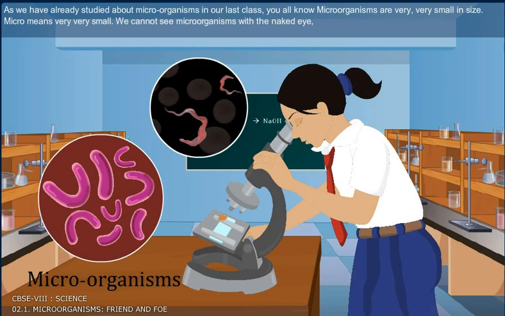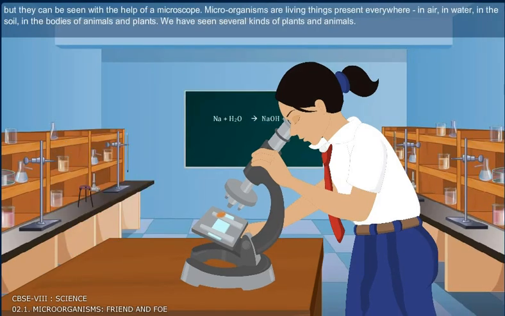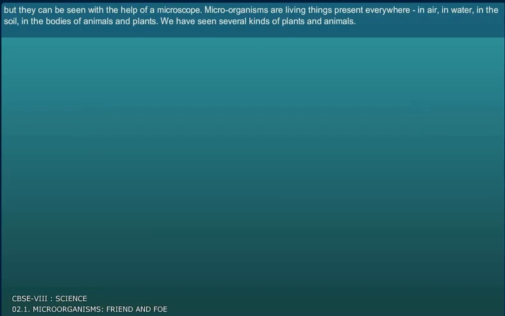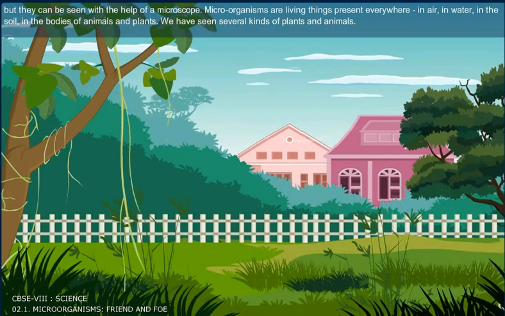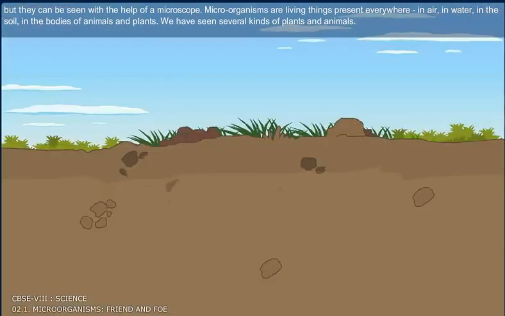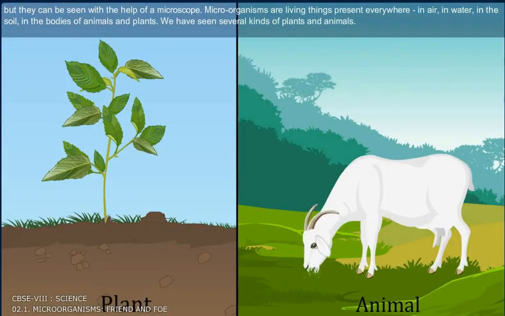Micro means very small. We cannot see microorganisms with the naked eye, but they can be seen with the help of a microscope. Microorganisms are living things present everywhere, in air, in water, in the soil, in the bodies of animals and plants.